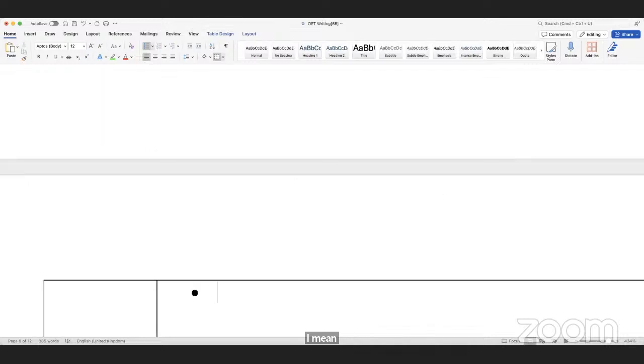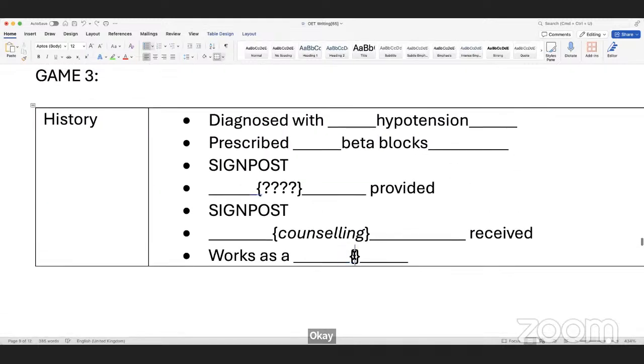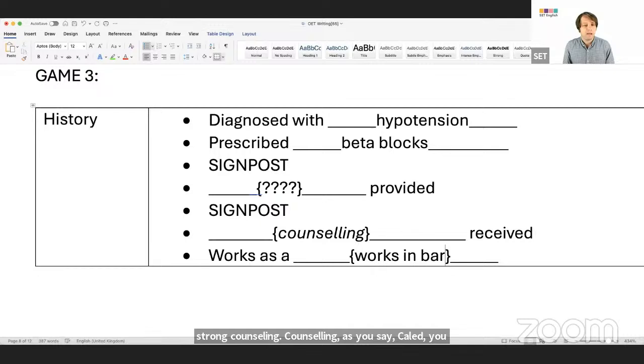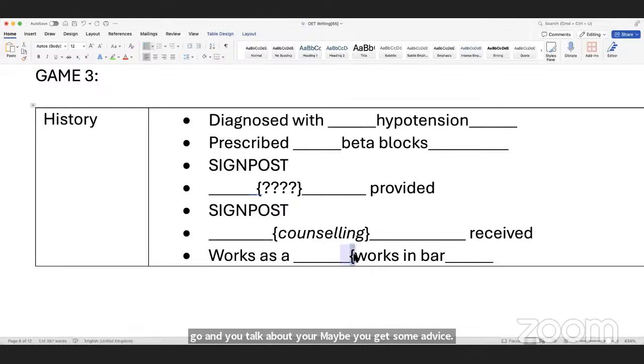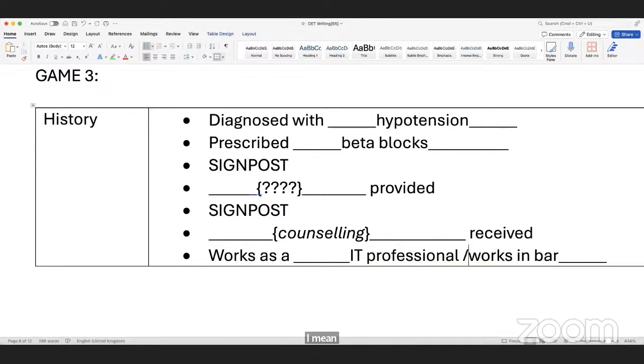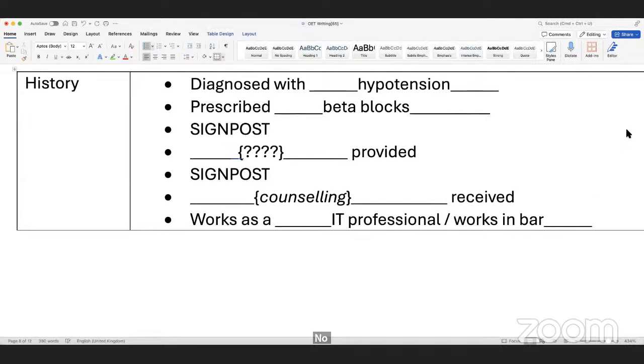IT engineer. IT professional. No, it works in a bar. Is it IT professional? At the weekend, he works at the bar. In a bar. The answer is it's both.